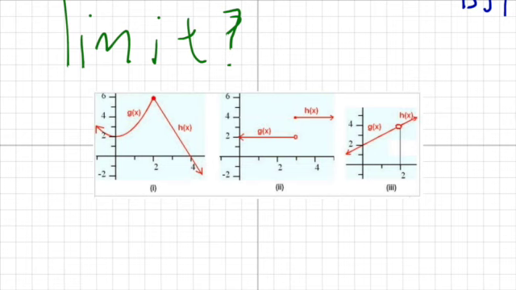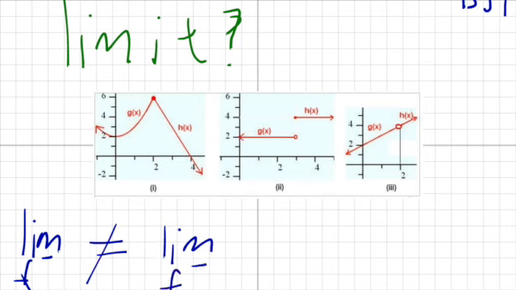So let's first look at the number 2 function. As you can see, at point 3 of the x-axis, this function has a break here, and the limit from the right of the function is not equal to the limit from the left, which means this function does not have a limit.